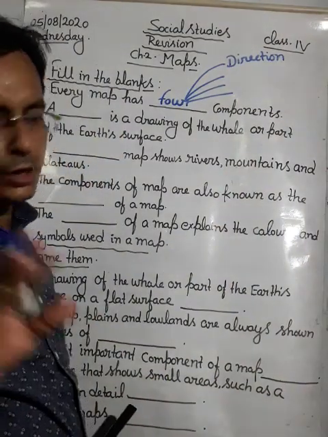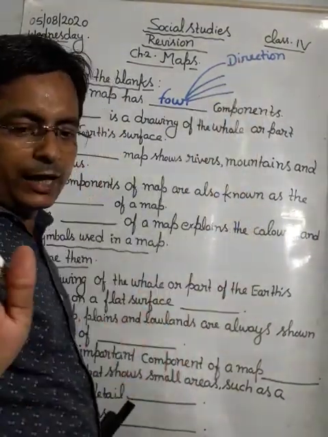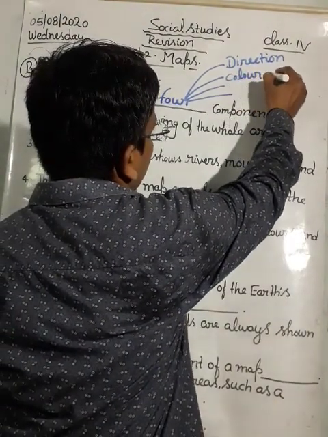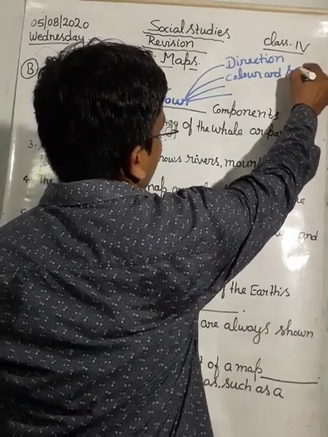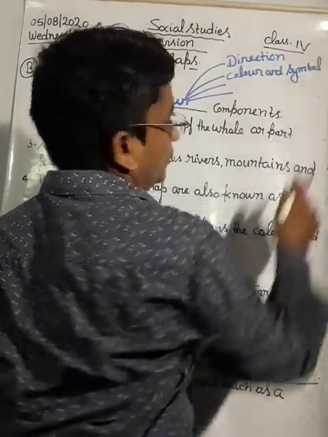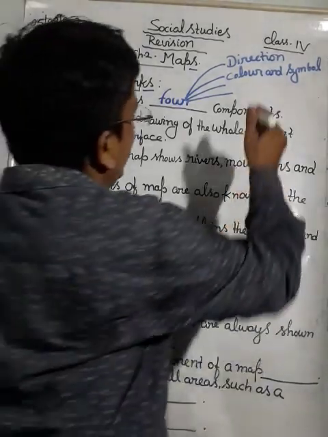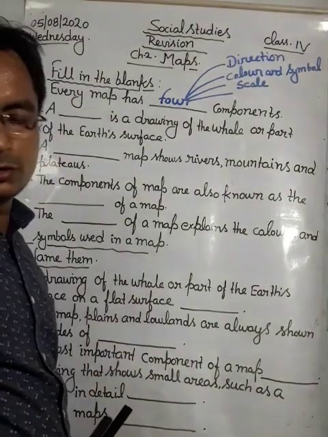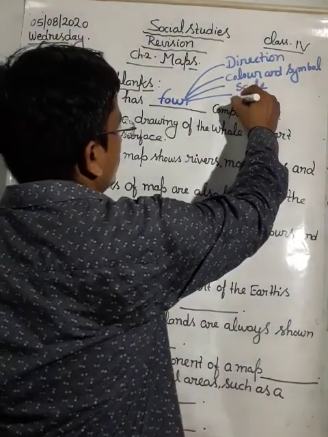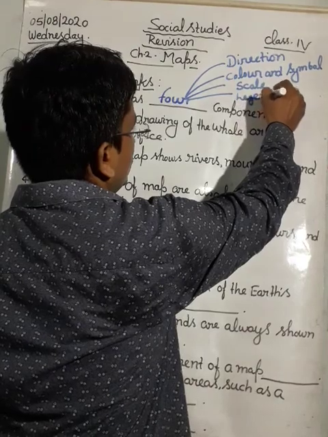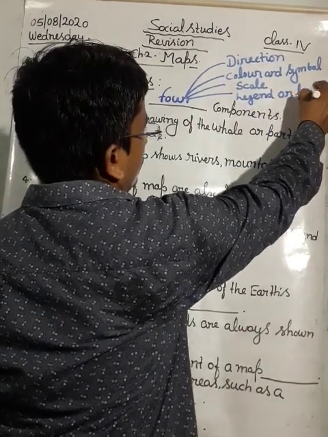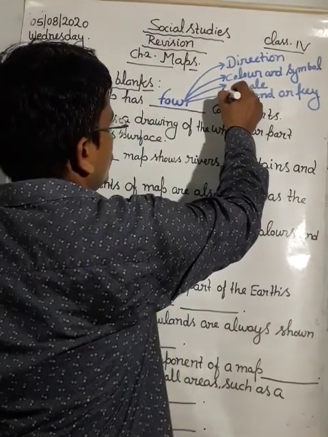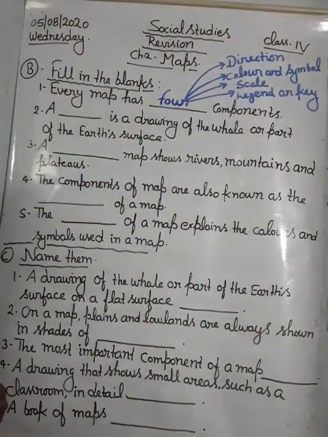First one is direction. Second one is color and symbols, and third one is scale, and fourth one is legend or key. So these are the four components of a map.